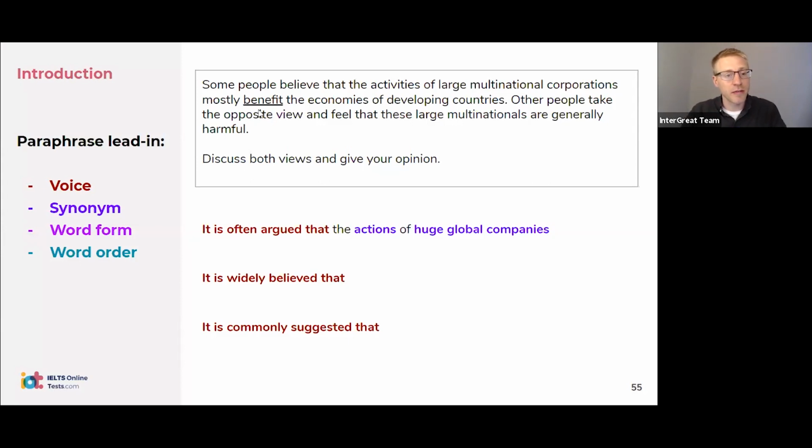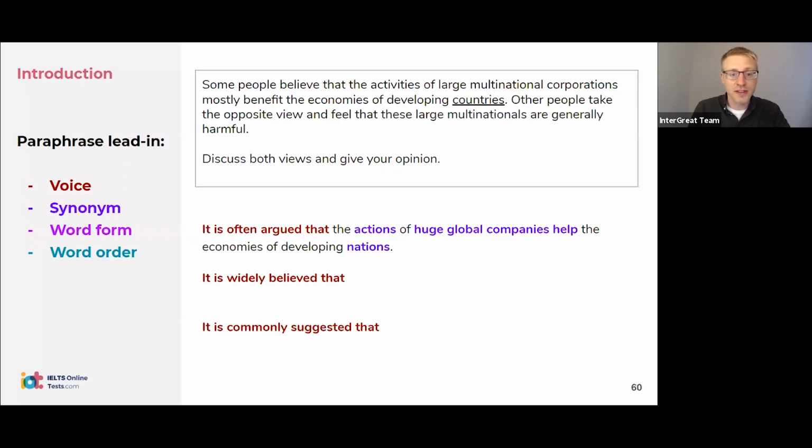Benefit, another word for benefit. Advantage is good, but it's a noun. So we want to use a verb like benefit. Aid could work. Take advantage of has a different meaning, Ashley, to benefit. Increase, good. Grow, yeah, make a positive impact, very good. Here I've just used the word help. Yeah, help. Very simple, but very good, Shella, exactly. So the actions of huge global companies help the economies of developing countries. Instead of saying countries, we could say, excellent, Arakan, nations. Okay, so these are all using synonyms.